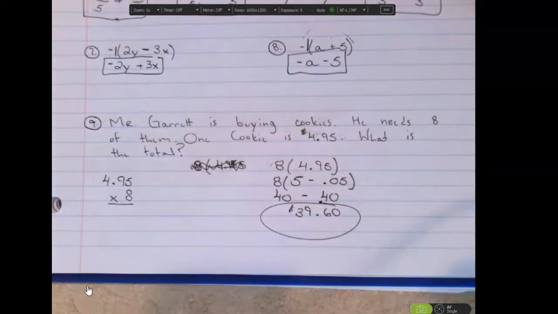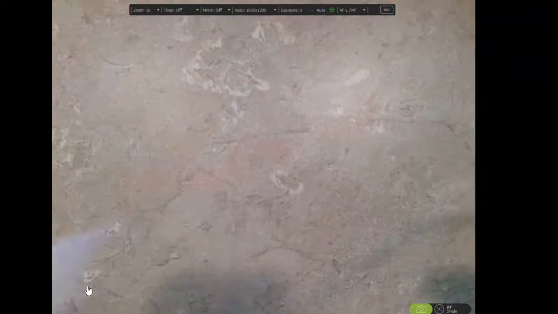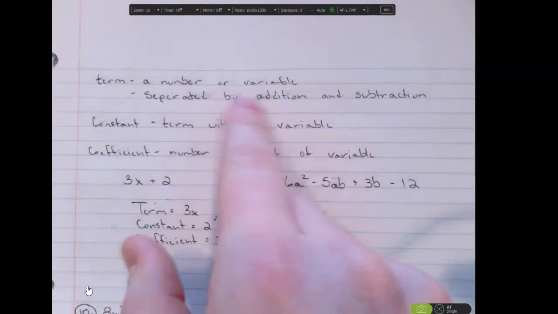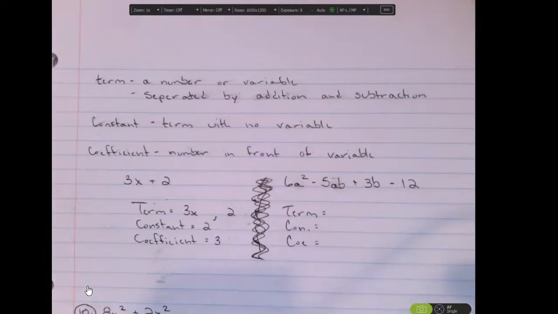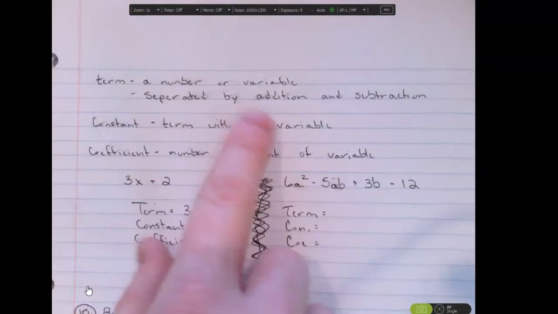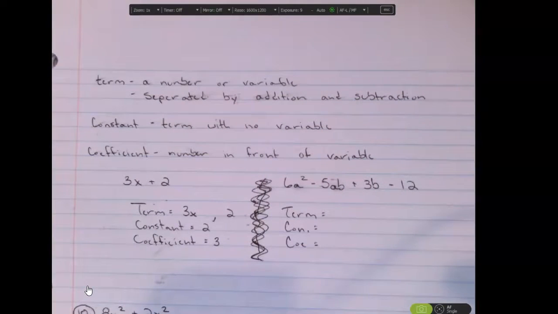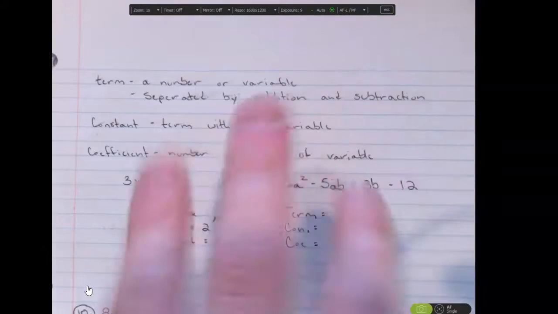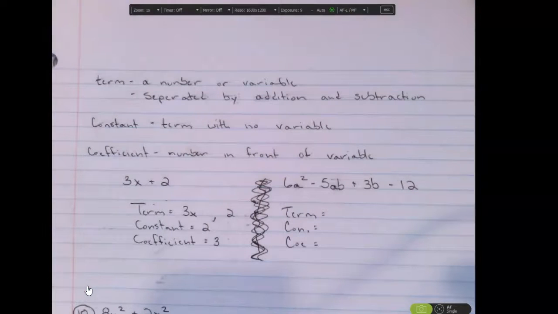All right, let's move ahead and get into our last section of these notes. The first thing I want to go over, not necessarily problems, but more vocab words. So I've got 3 vocab words. The first one is a term. A term is a number or variable, or a combination of numbers and variables. Terms are separated by addition and subtraction. Anywhere that we see an addition symbol or a subtraction symbol, that's 2 terms that are being separated.